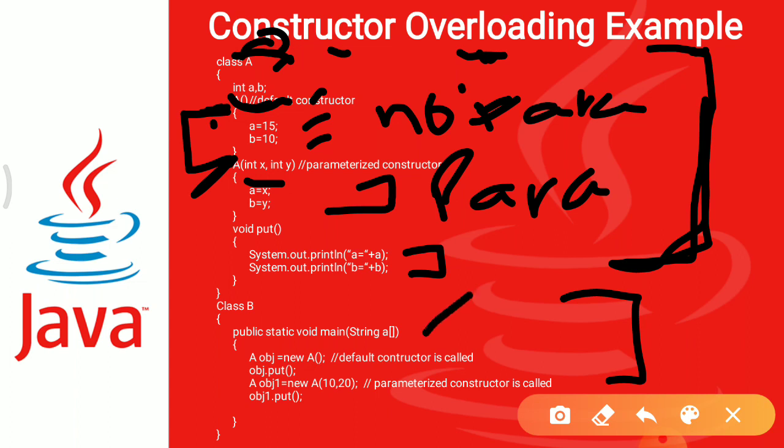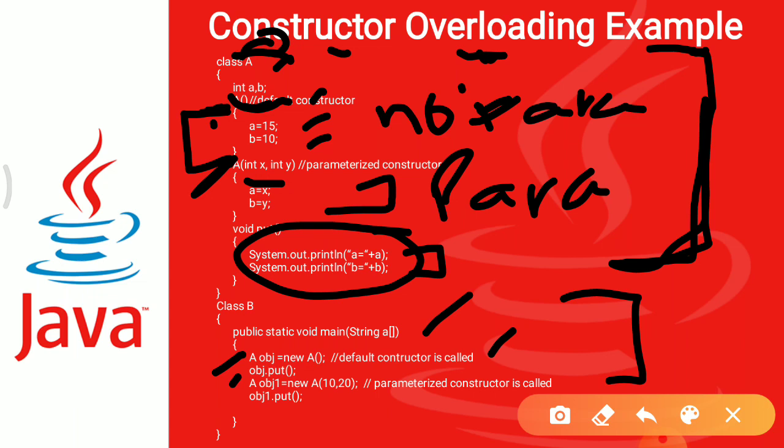Class B consists of a main function. We are going to initiate the object with the constructor: A obj = new A, then obj.put. What we have done here is assign a is equal to 15 and b is equal to 10, and we are going to print it. So a consists of 15 and b consists of 10. After that we have called put, so the println will give the output 15 and 10.